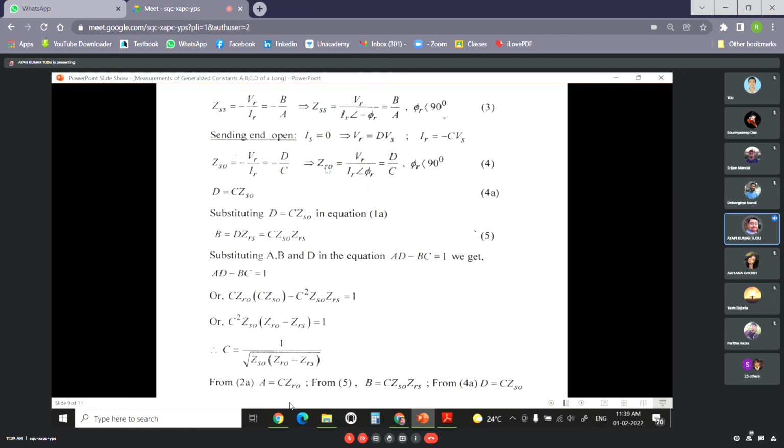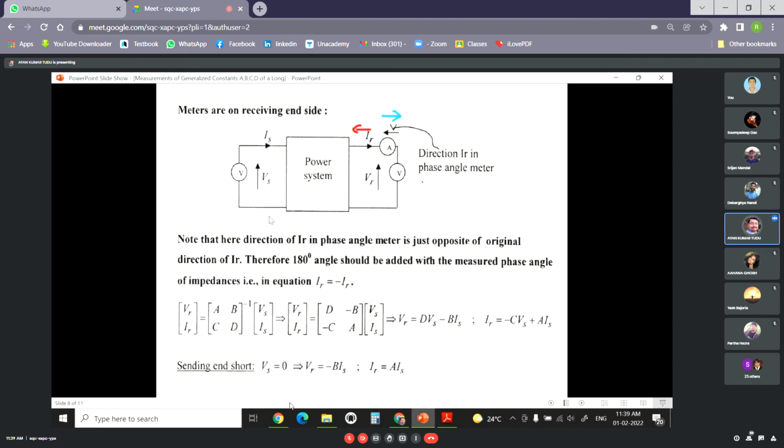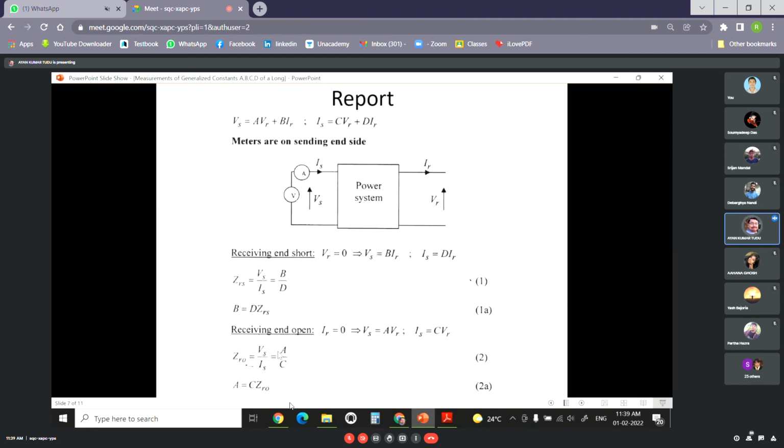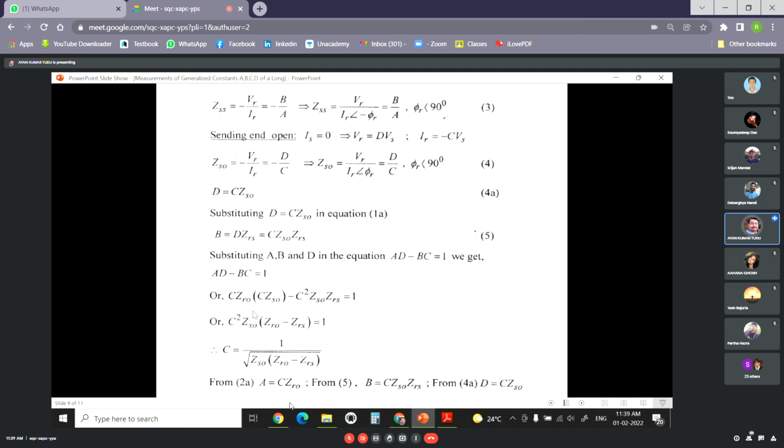Okay, so from this expression of 4, what can we write? We can write D equal to C into ZSO. Now, in our first equation, we found that B equal to D into ZRS. So in terms of D, we can write C into ZSO. So B equal to D into ZRS, that is equal to C into ZSO into ZRS.